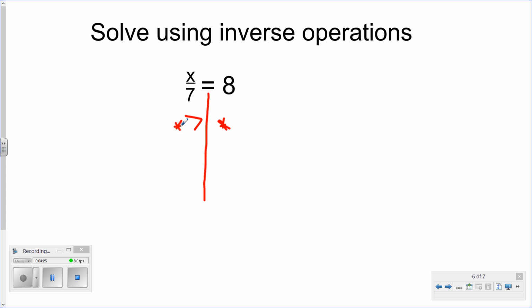Divided by 7 times 7 leaves me with just x. Those two cancel each other out. And 8 times 7 gives me 56.